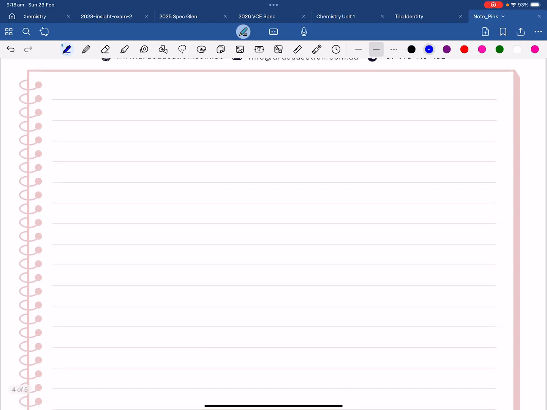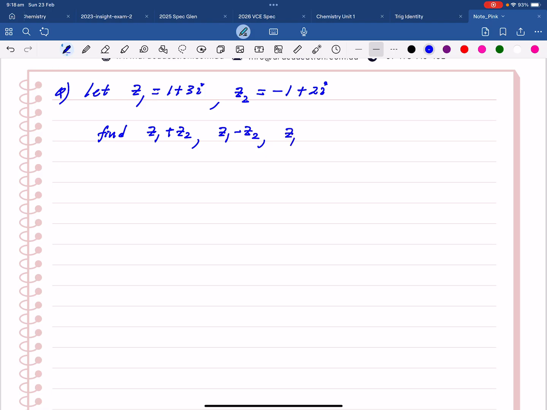Now let's think about this. Let z1 is equal to 1 plus 3i. z2 is equal to minus 1 plus 2i. Find z1 plus z2, z1 minus z2, z1 z2, z1 divided by z2. Okay, do that.